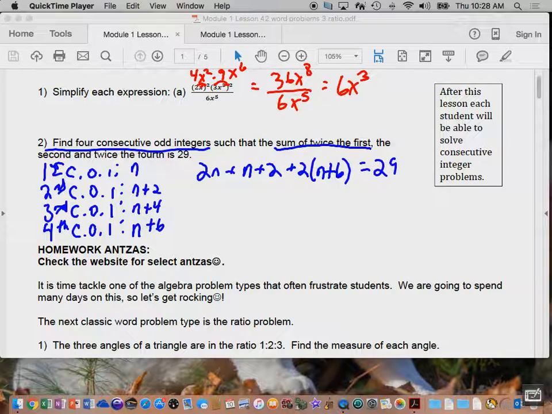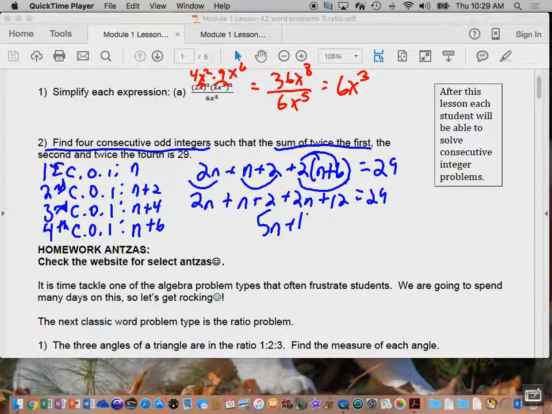Is 29. Okay? So twice the first plus the second, this is twice the first, this is the second, and this is twice the fourth. That sum is 29. I need to distribute. Generally speaking, once you write out the equation, it's easy. 2n, 3n, 5n plus 14 equals 29.